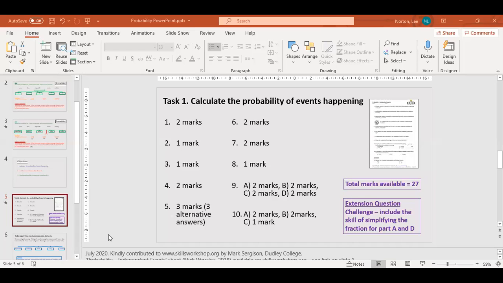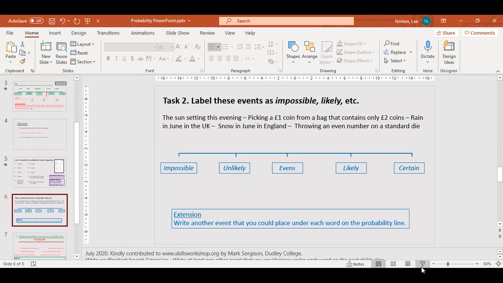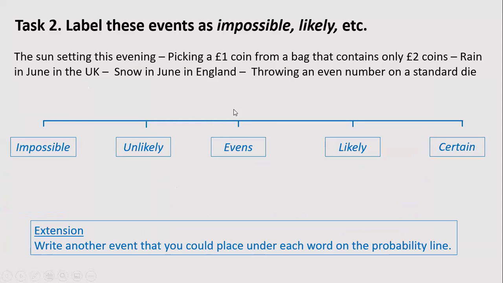So moving on now to the next bit. Label these events as impossible, likely, and so on. So what I'd like you to do at this point is, if I just read this quickly to you, then I would like you to pause the video and draw a number line and mark them on where you think they go.